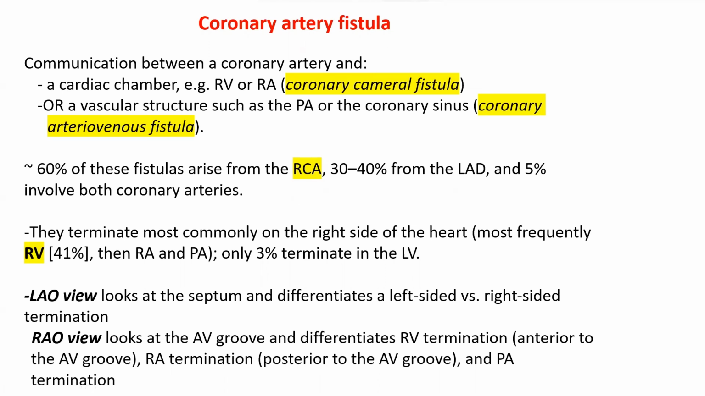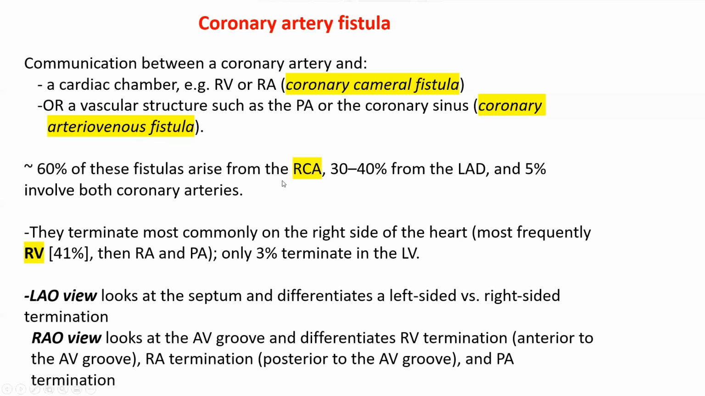I want to talk about coronary artery fistula. What is a coronary artery fistula? It's a communication between a coronary artery and a cardiac chamber, most commonly RV or RA. And we call this coronary cameral fistula. Or it's a communication between a coronary artery and a vascular structure, such as the PA or the coronary sinus. Those are less common, but this is what we call coronary arteriovenous, AV fistula.